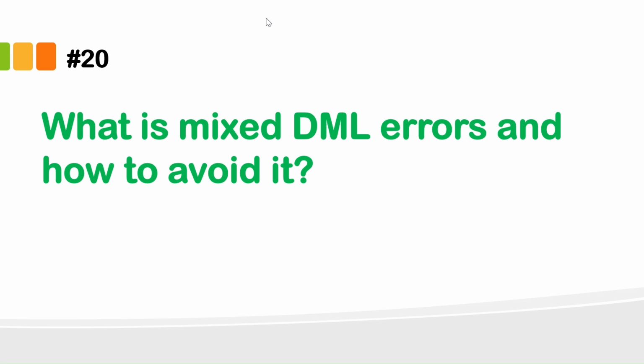Next is how to avoid the mixed DML error. If we want to perform a DML operation on, for example, the account and user object, then Salesforce doesn't allow it and we get an exception, that is mixed DML exception. So let's see how to avoid it. We need to perform DML operations on both objects but in separate transactions. That means we perform DML on the account object in a future method, that is asynchronously, and perform the other DML on the user object in another future method or in a normal method. By using this way, we can avoid mixed DML exception in Salesforce.